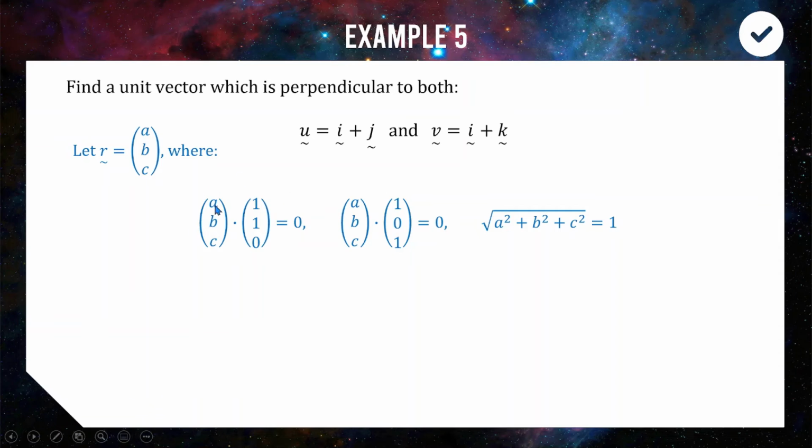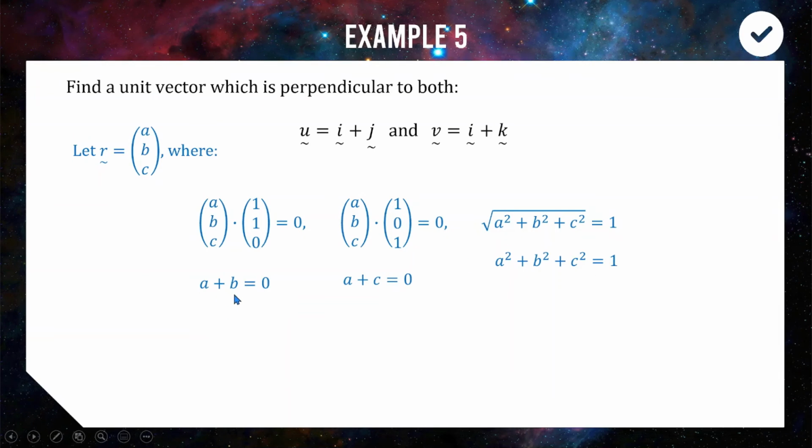So our dot product, on the left, we get a plus b plus 0 equals 0. So we just have a plus b equals 0. For the middle one, we have a plus c is equal to 0. And for our magnitude, we have a squared plus b squared plus c squared is equal to 1 squared, which is of course just 1. Now combining these three equations together, what we can do is take the first two equations, rearrange them to get values for b and c, and substitute those into our third equation.